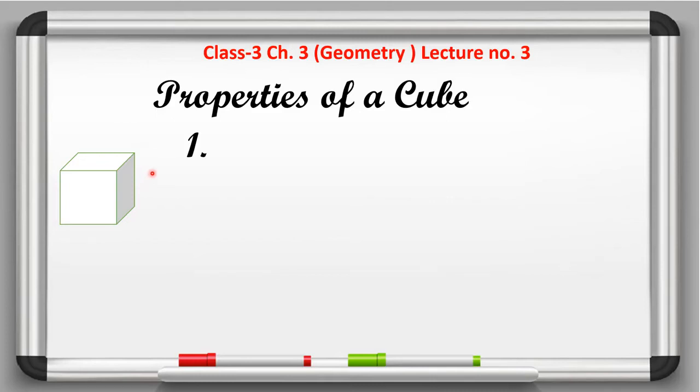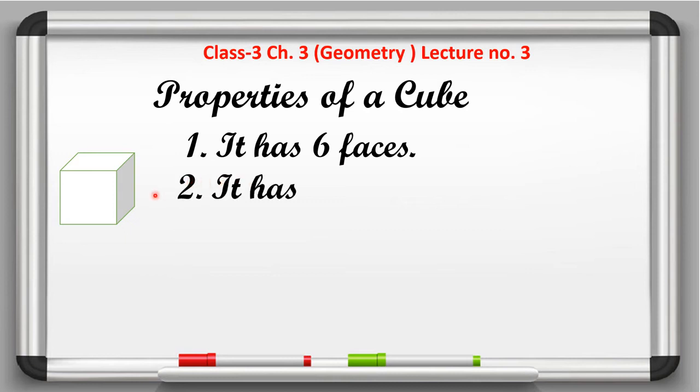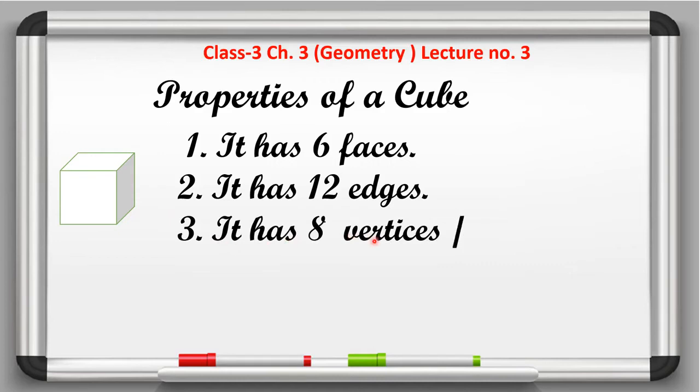Number 1, about its face, it has 6 faces. Number 2, about its edges, it has 12 edges. Okay, and number 3, that is about its vertex, so it has 8 vertices. Okay, और corners, आप vertices भी बोल सकते हो, corners भी बोल सकते हैं.